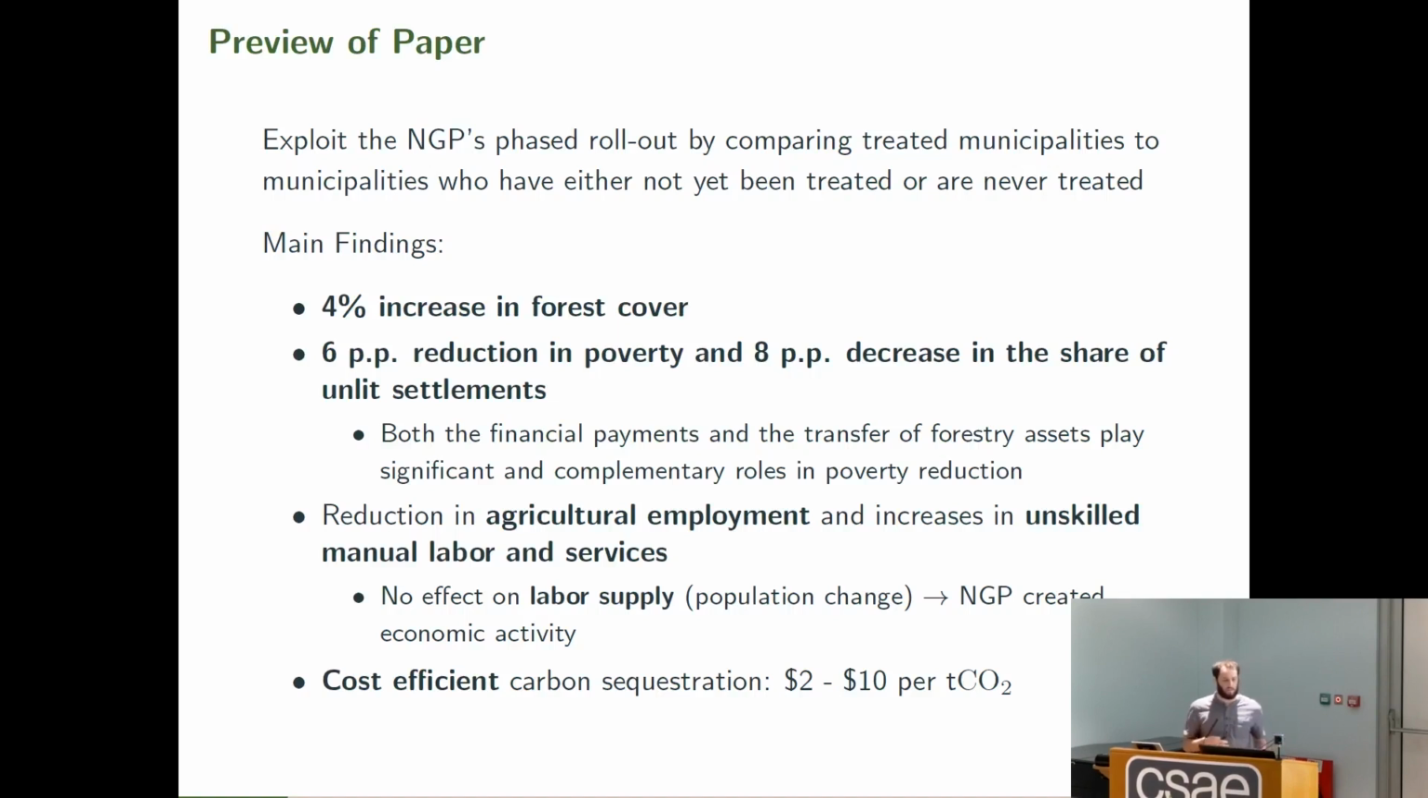In terms of sectoral allocation, we see a reduction in agricultural employment, and there's movement of people into unskilled labor and services, with no shifting of individuals between villages or between municipalities. And lastly, we add up the benefits of carbon sequestration, and we come up with a value of $2 to $10 per ton of CO2, which is low relative to other technologies.